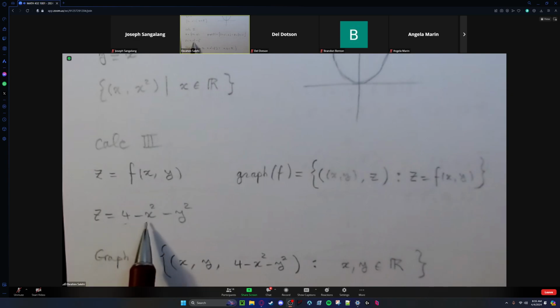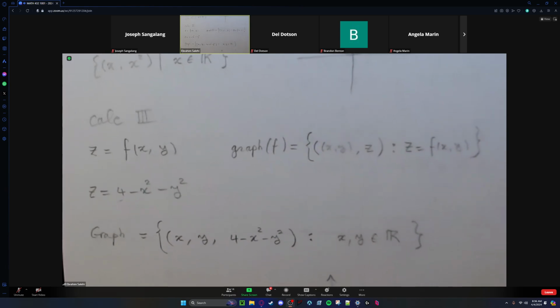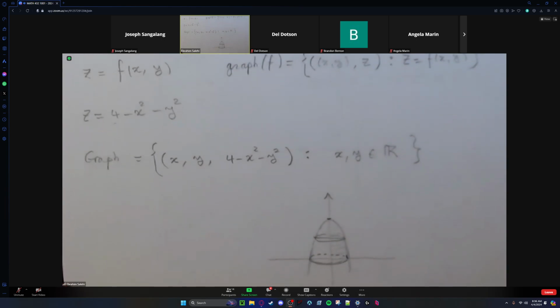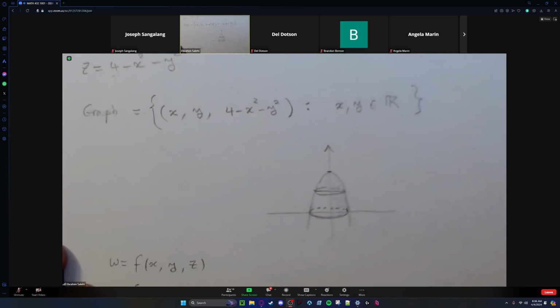For example, here is z equals 4 minus x squared minus y squared. So theoretically, the graph is the set of all points, the input, but the z value you calculate from here. Then you plot these points in 3D and join them, and you will get this circular paraboloid, which is a surface, a three-dimensional object.